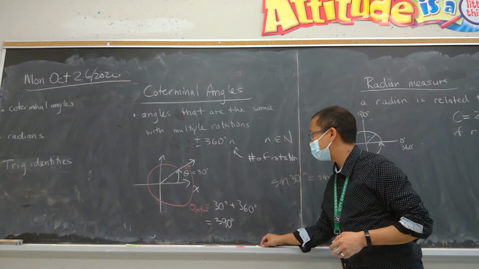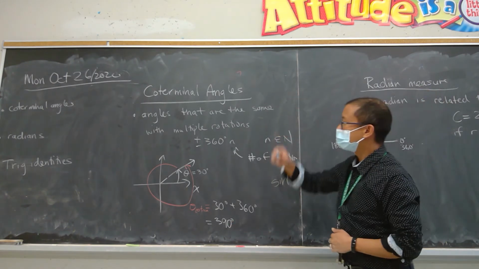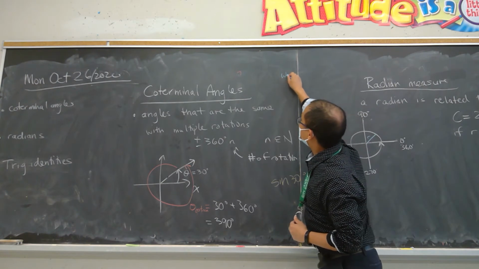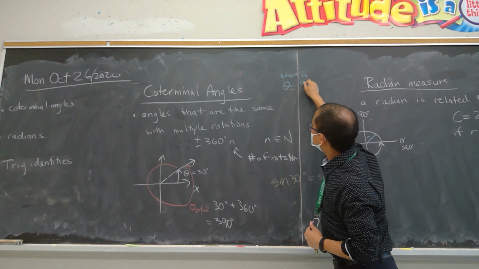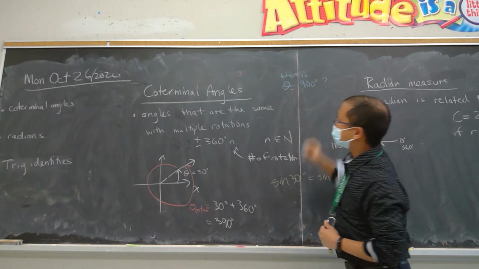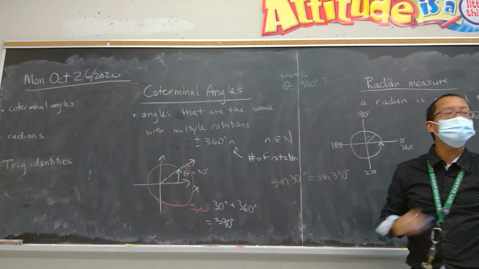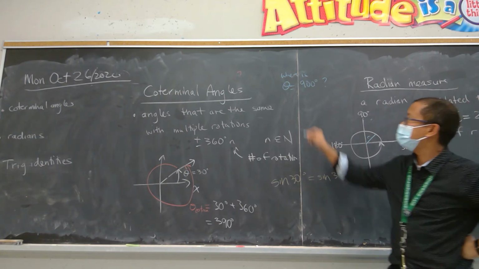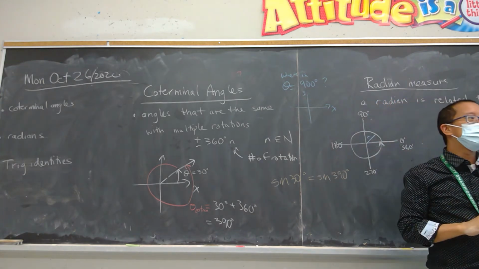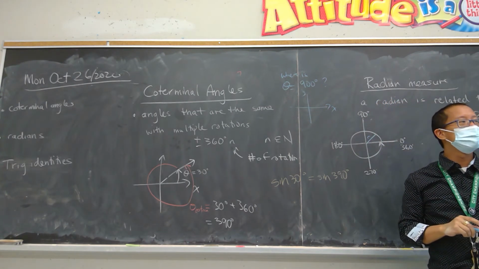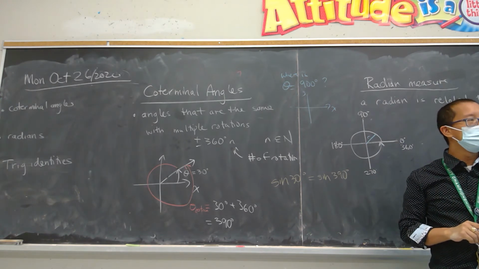Let's see if you guys can do this extension question. I'll do this in blue. Where is the angle when theta is equal to 900 degrees? Notice it has to be in standard position, right? So 900 degrees. Any volunteer have an idea? What would you do mathematically? Eric? I think you subtract 360.